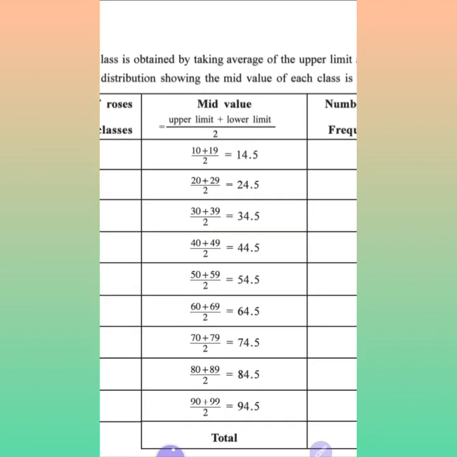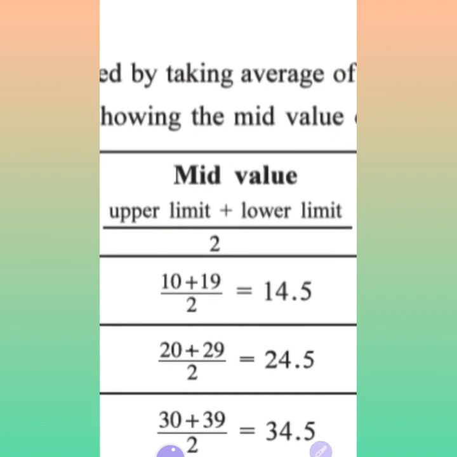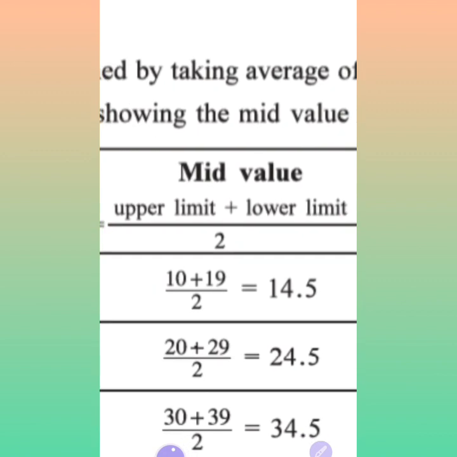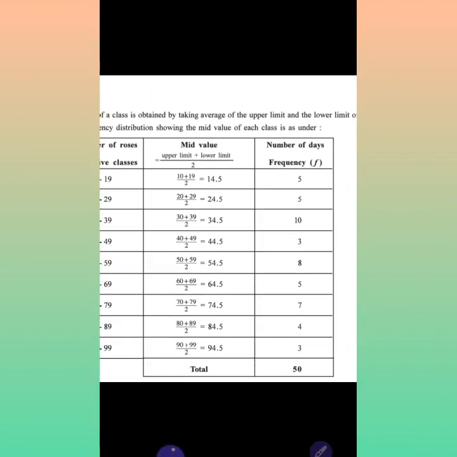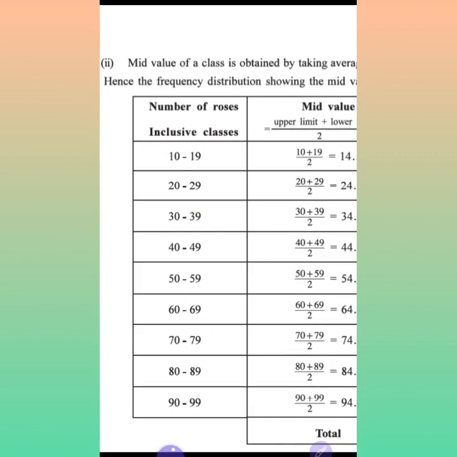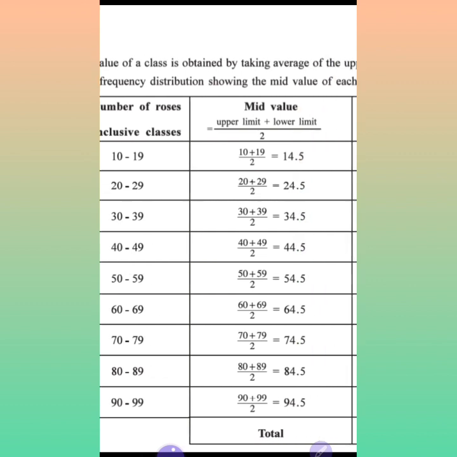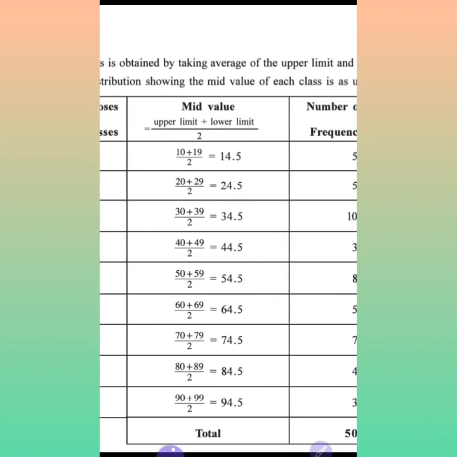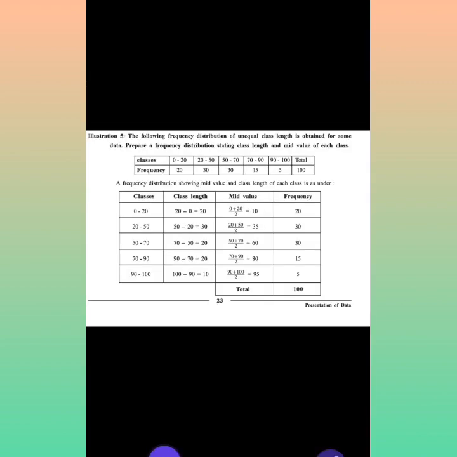So you are going to use the same formula for the mid value for all the given classes, and that is how you find out the mid value. So in this sum, we saw how to convert the inclusive frequency distribution to the exclusive continuous frequency distribution, and how to find out the mid value.